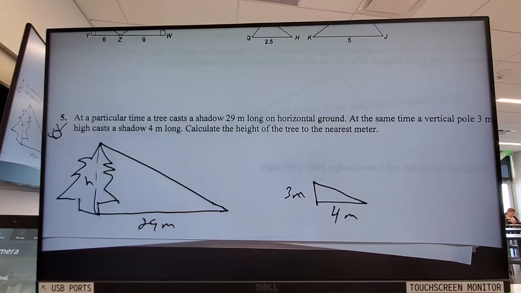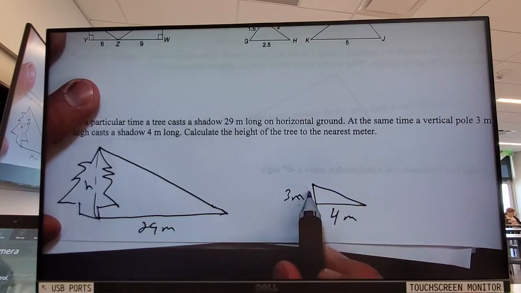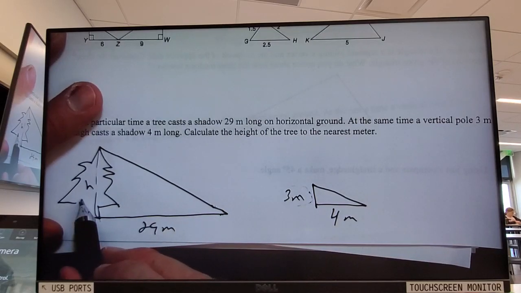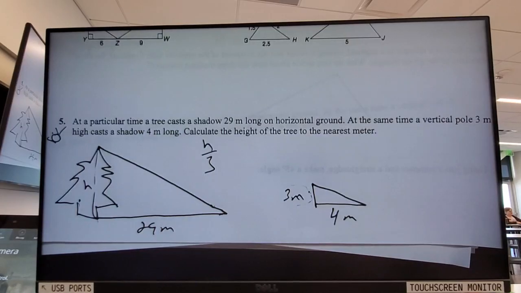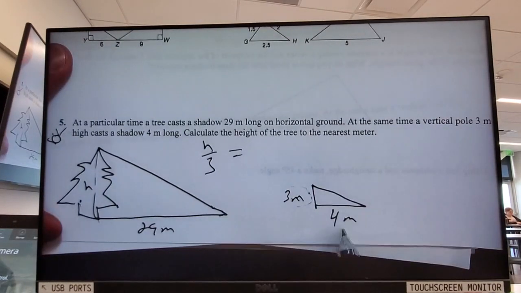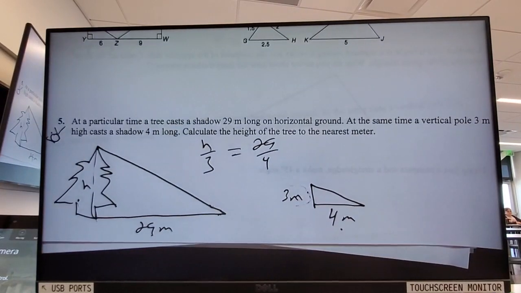They all will take you to the same answer. I'll set 2 of them up. Whatever 3 is multiplied by to get H, and how do I figure that out? H divided by 3. That would be what I multiplied 3 by to get H. I've got to multiply 4 by the exact same thing to get 29. That's all that says. Whatever I multiply 4 by to get 29 must be what I multiply 3 by to get H.